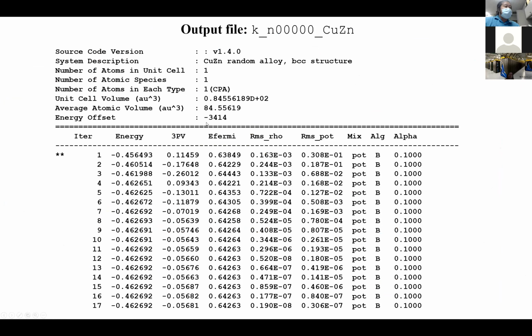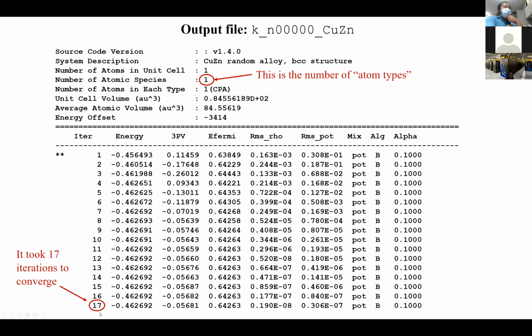This is a copper zinc random alloy in BCC structure. There's only one atom type. One really means it's a CPA medium, so just don't get confused. This is a CPA medium. Actually, this includes possibly two types of atoms.